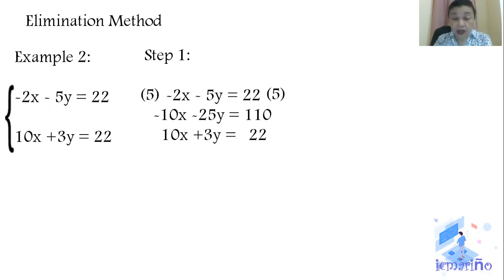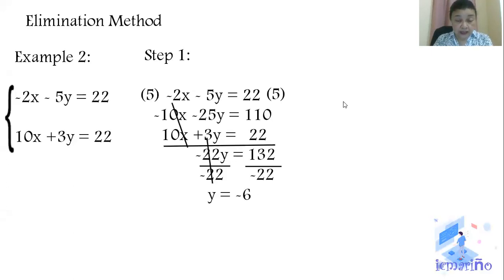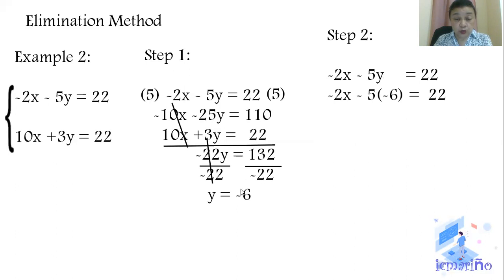Okay. The value of y, which is negative 6. We can now solve for the value of x. Okay, we can use either of the two equations. So, we are going to use the first equation, negative 2x minus 5y equals 22. And we are going to substitute the value of y.